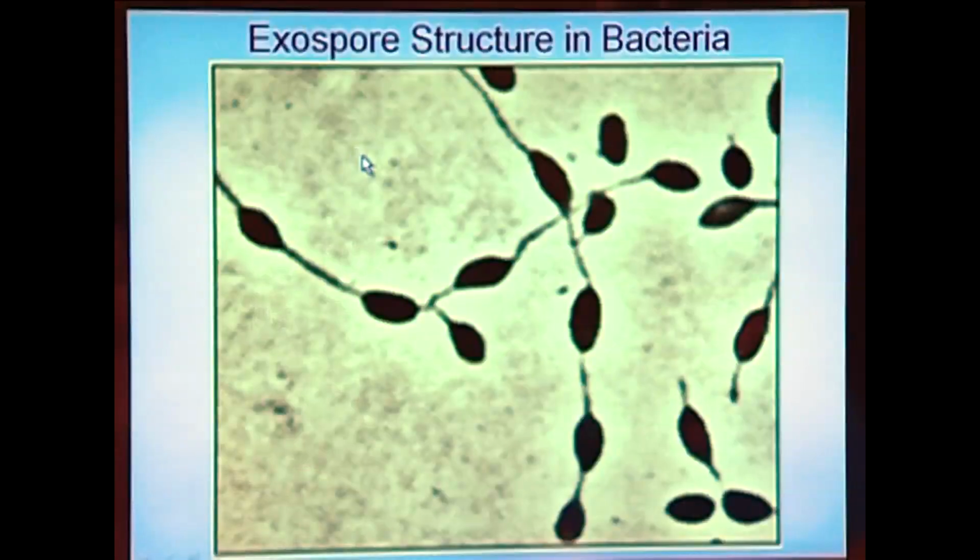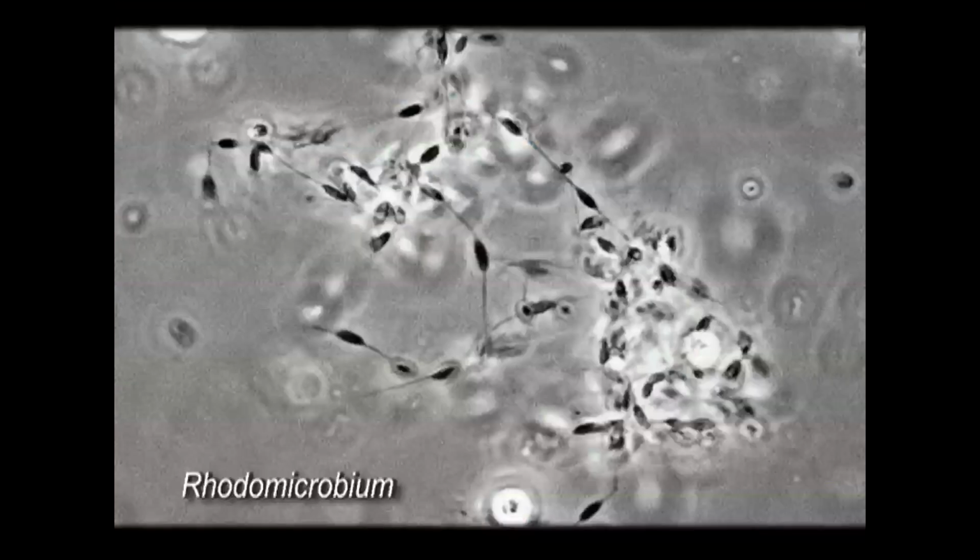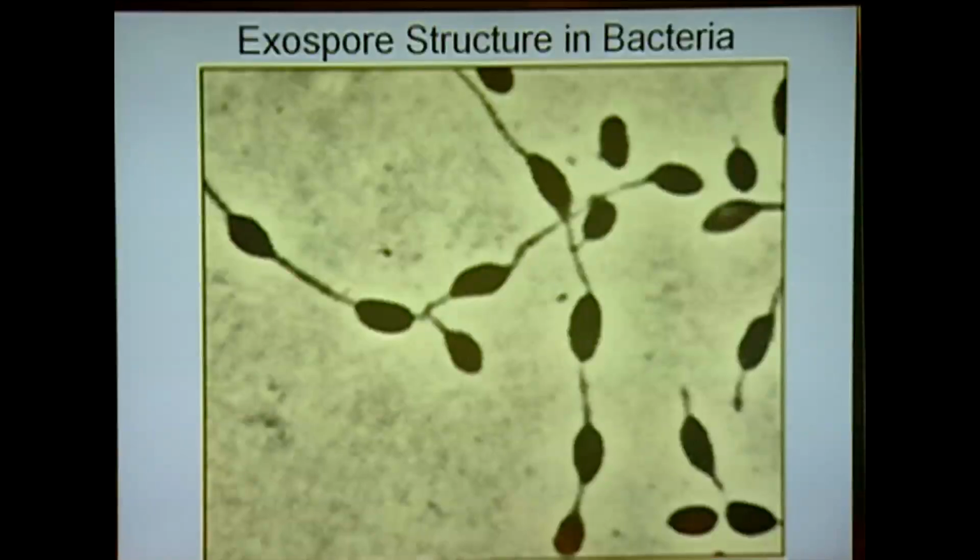The first important mode of bacterial reproduction is the exospore formation. You can see in this particular slide that the exospore is in the form of a thick-walled spindle-shaped spore, which is normally found in Rhodomicrobium. This particular spore is produced in chains and they are held by a filamentous structure with a swollen spindle-shaped body. This swollen spindle-shaped body is formed of a thick peptidoglycan layer.